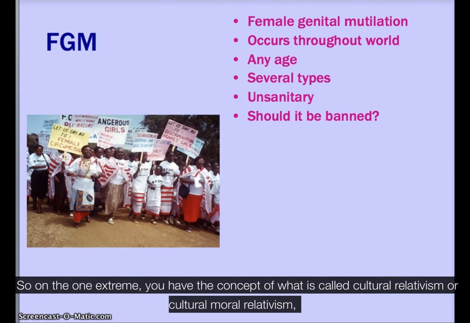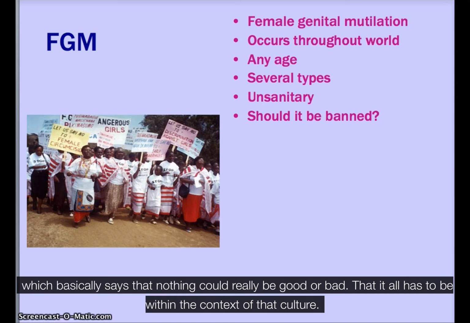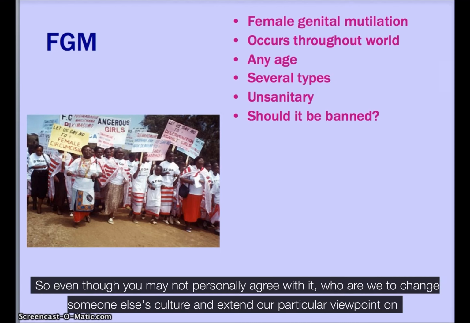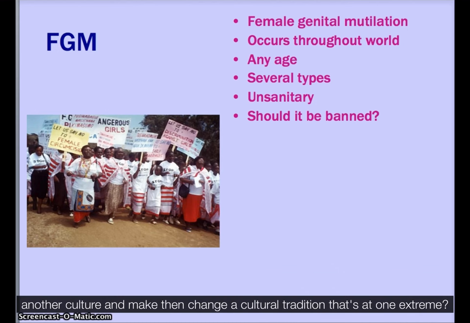So on the one extreme, you have the concept of what is called cultural relativism, or cultural moral relativism, which basically says that nothing can really be good or bad, that it all has to be within the context of that culture. So if the culture considers it okay, then it's okay. Even though you may not personally agree with it, who are we to extend our particular viewpoint on another culture and make them change a cultural tradition?